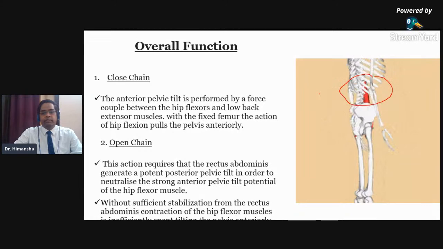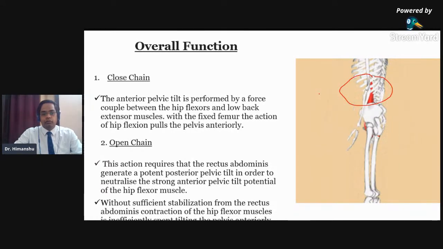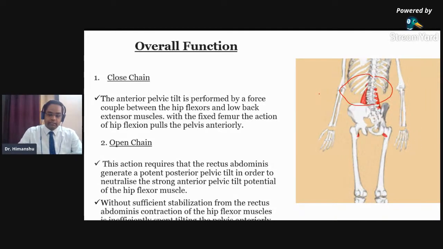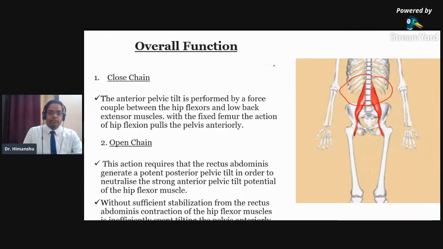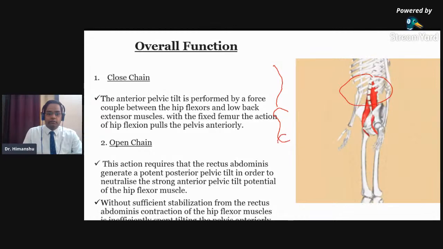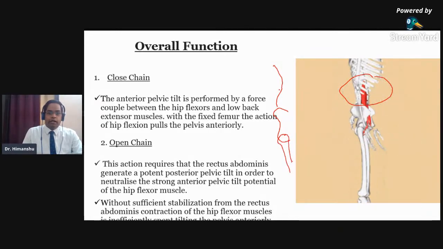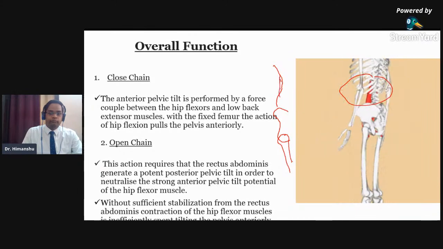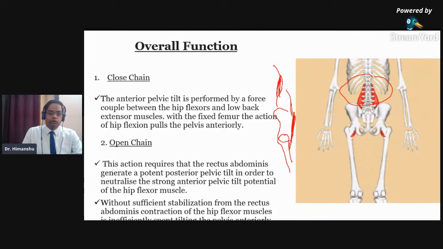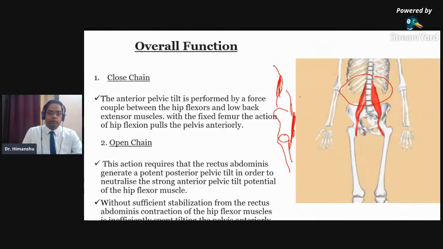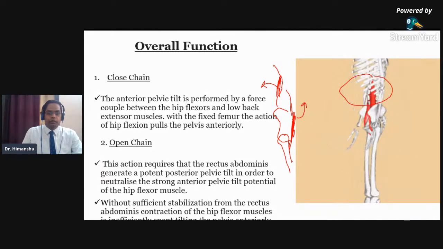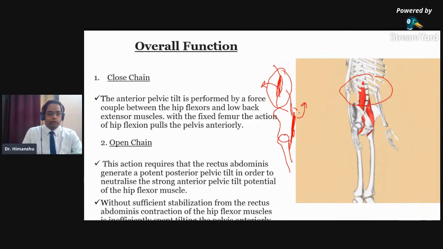So the anterior pelvic tilt is performed by a force couple that acts between the hip flexors and low back extensors. Suppose this is the lumbar spine, this is my pelvis, and this is my femur. I have low back extensors over here, and my hip flexors over here. Both these muscles work as a force couple. Whenever these muscles get tightened, the others also get tightened.